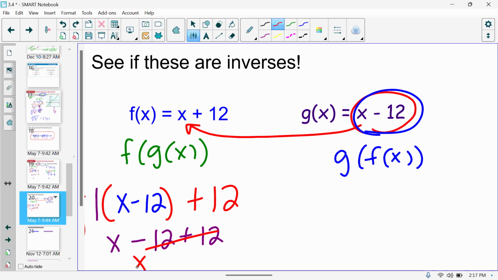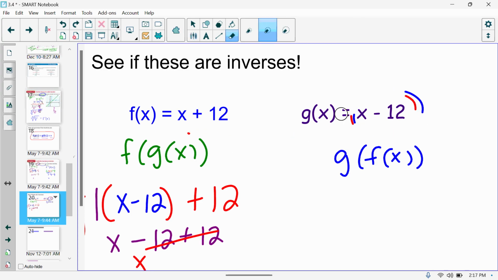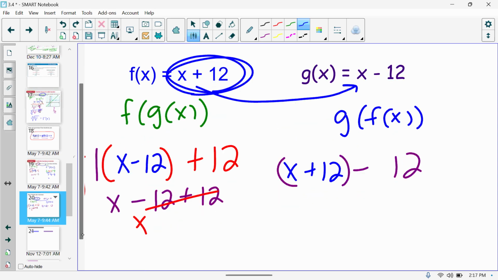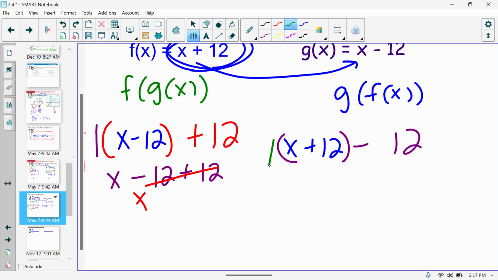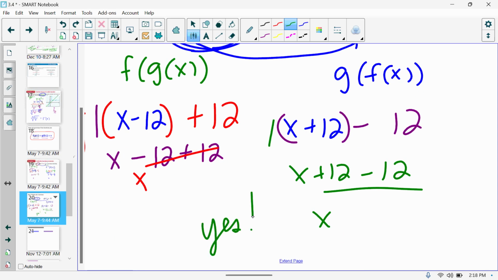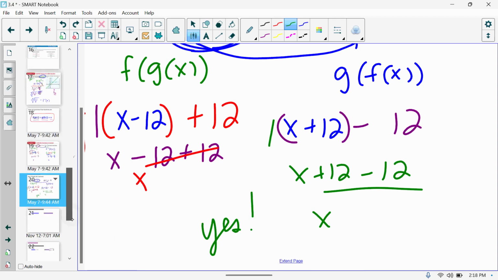So far, so good. G of f of x means now, read it from the inside out, the f of x is going to get put into g of x. So I would write out g of x, x minus 12, except we're not going to be putting x, right? We're going to be filling in what f of x is, x plus 12. Once again, you don't really need the parentheses because it's kind of like a 1 times everything. That wouldn't change anything. 12 minus 12 is 0, right? So once again, you're just going to be left with x. So it said, see if these are inverses. Yes, they are, since we got x for both of them. Questions on that so far at all?